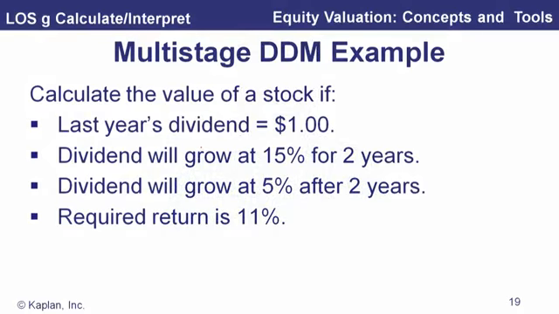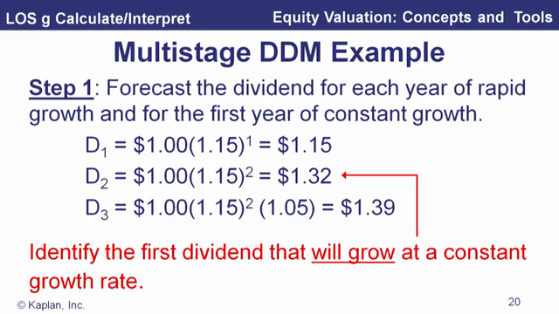So we've got a stock. Last year's dividend. Well, remember, we've got D0. We're going to have to grow that. It's going to grow at 15% for 2 years. That's our period of fast growth. And then it will grow at 5% after 2 years, forever. And the required rate of return is 11%. So fast growth slows to normal forever growth, required rate of return, D0, and those are the pieces of the puzzle. So step one, forecast the dividend for each year of rapid growth.